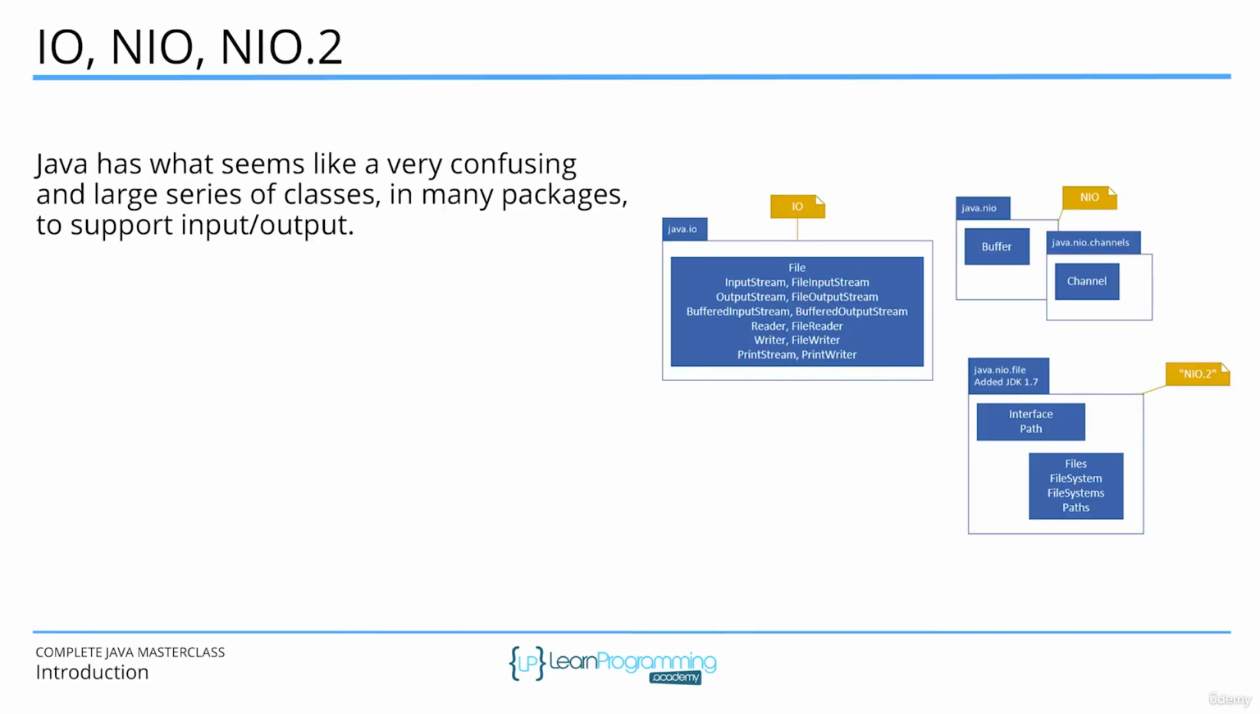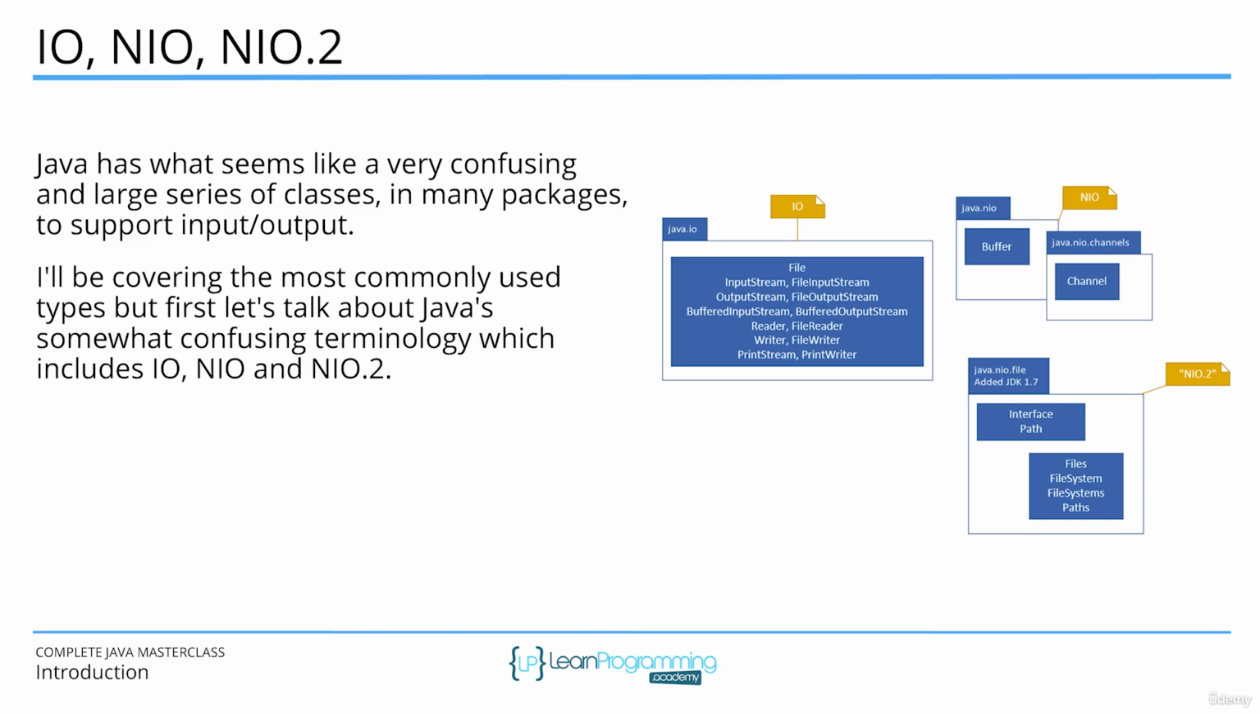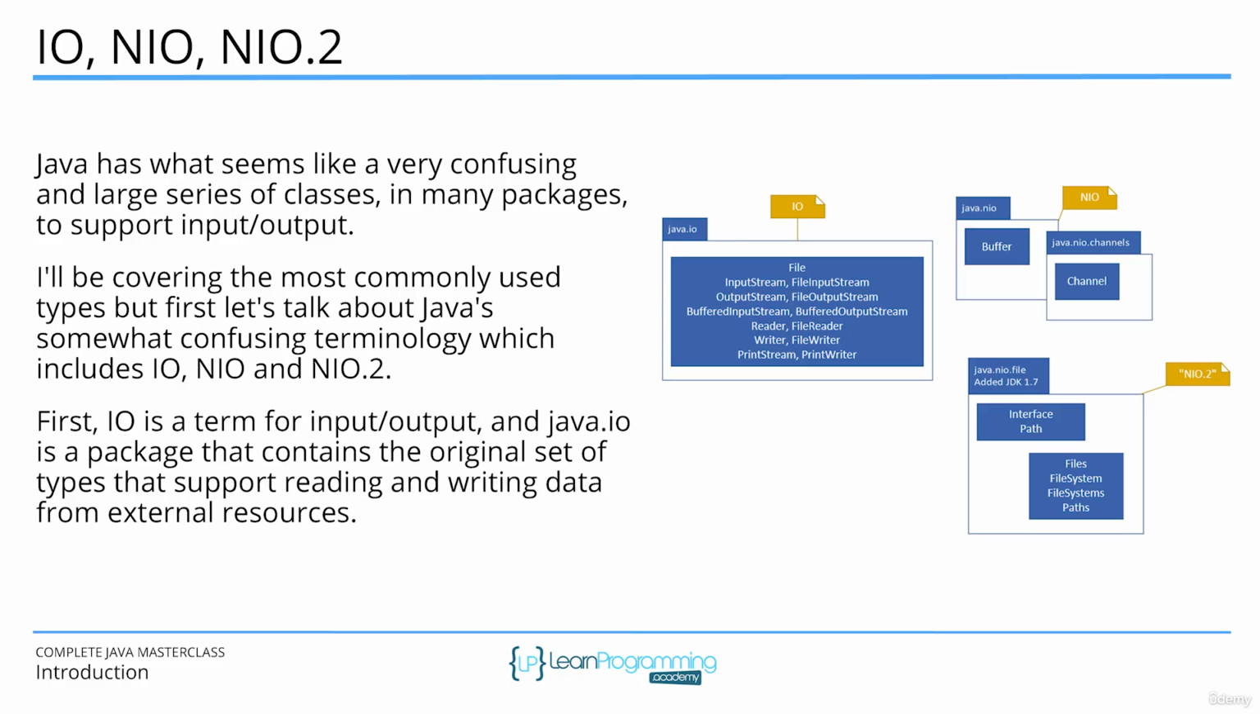Java has what seems like a very confusing and large series of classes in many packages to support input-output. I'll be covering the most commonly used types, but first, let's talk about Java's somewhat confusing terminology, which includes I/O, NIO, and NIO2. First, I/O is a term for input-output, and java.io is a package that contains the original set of types that support reading and writing data from external resources.